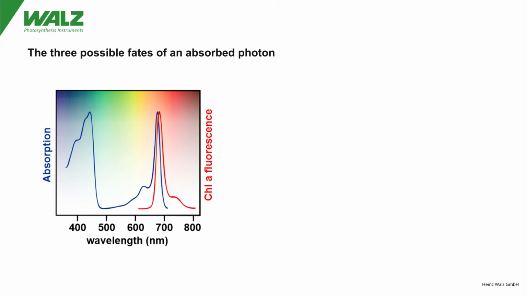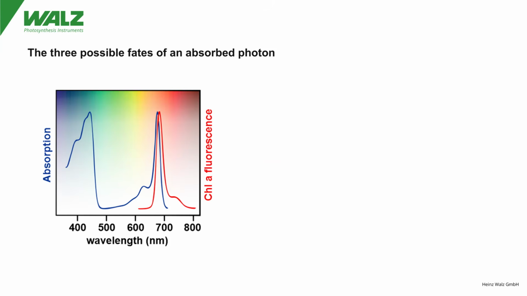The blue curve shows the absorption spectrum of chlorophyll A. It absorbs light most strongly in the blue region, around 430 nanometers, and the red region, around 660 to 680 nanometers. Absorption is much weaker in the green range. This is why leaves appear green.